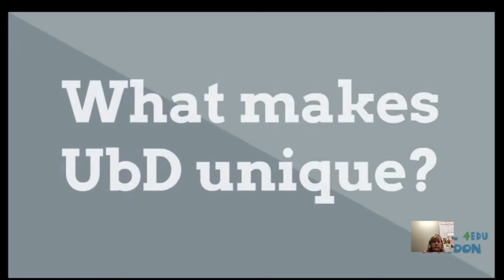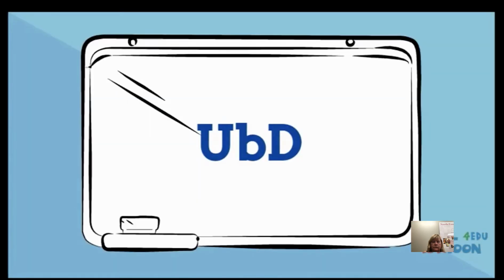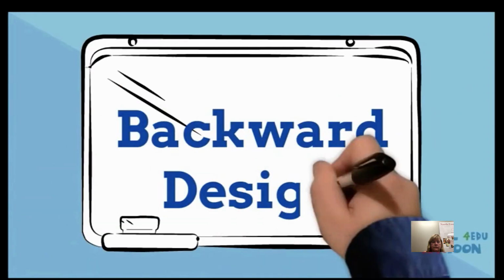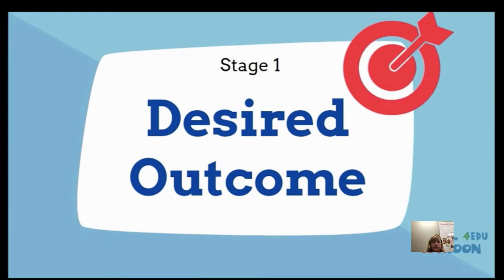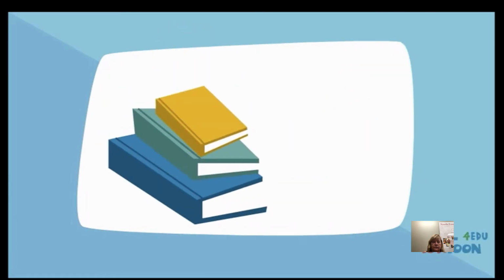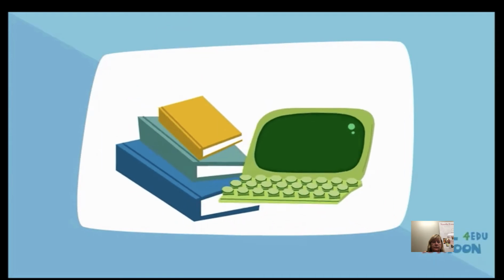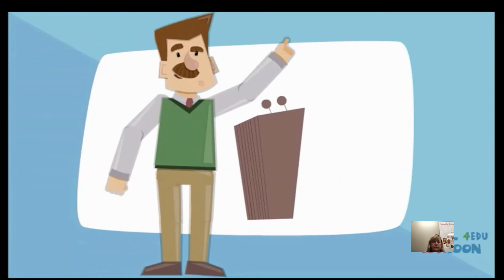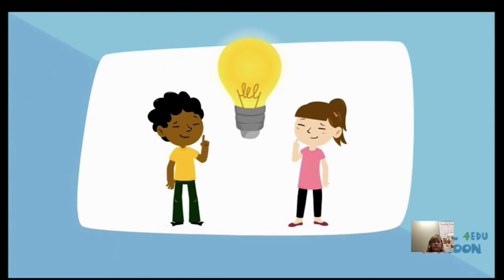What makes the UBD model unique? UBD is also known as backward design, because the curriculum plan begins with the end in mind or the desired outcomes. This sequence of design differs from traditional curriculum planning, which may start with selected resources or activities. So instead of the model starting with what teachers teach, it begins with what the students will learn.